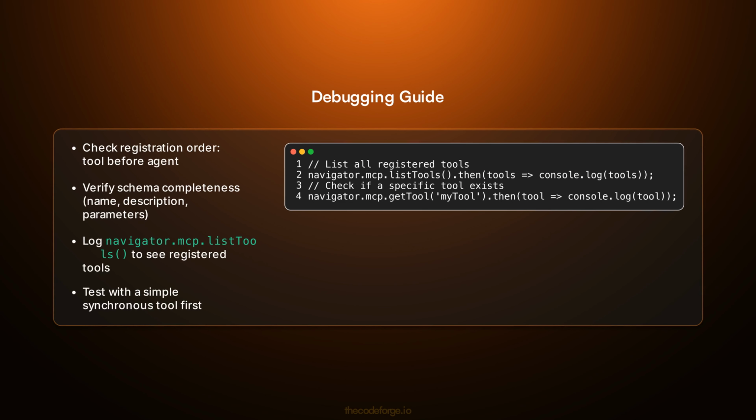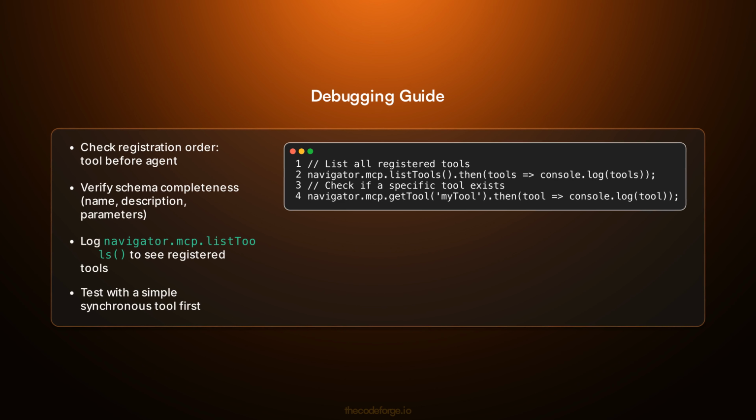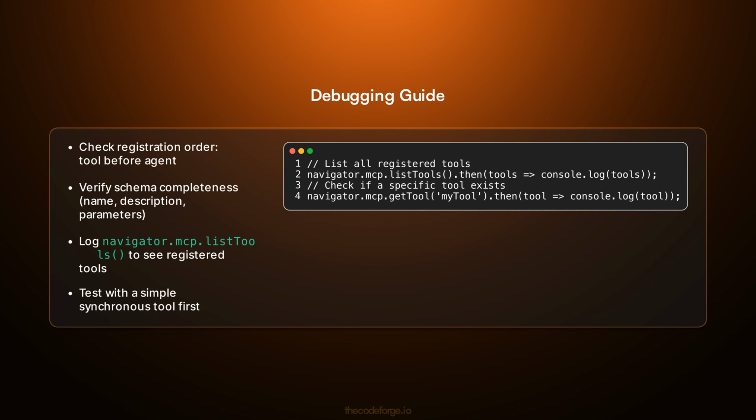To debug WebMCP issues, first verify that your tools are registered by calling Navigator MCP list tools. Check the schema for required fields. Also ensure registration happens before the agent initializes.